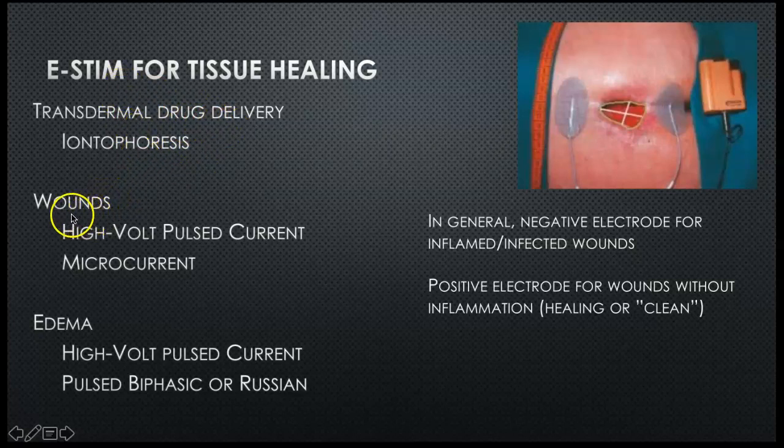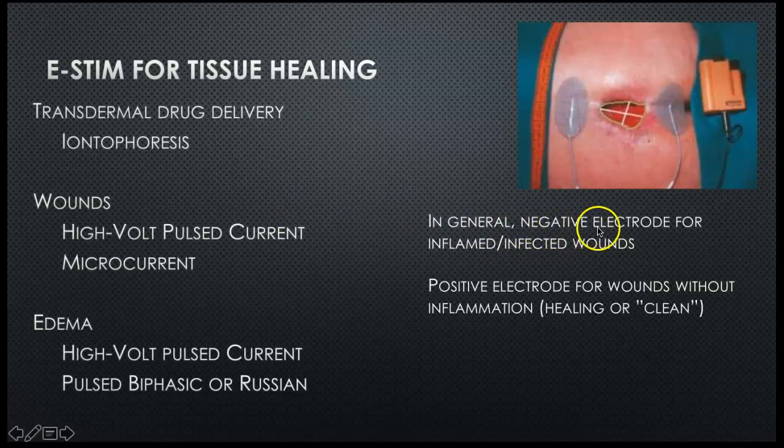You can use e-stim for wound care to promote wound healing. We are going to do high volt pulsed current. We are not going to do microcurrent, but that is an option on one of your machines. But the HVPC, very common for wound care. And in general, when you're using high volt pulsed current, it matters that you know the positive and the negative. Actually, for all of these, the positive and the negative electrode really matter for all of these things that promote tissue healing.